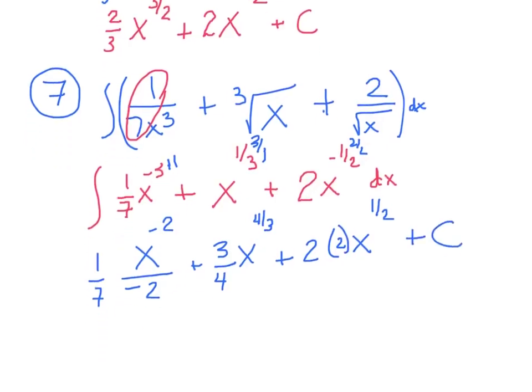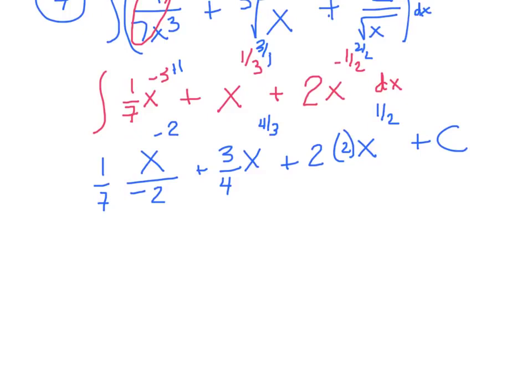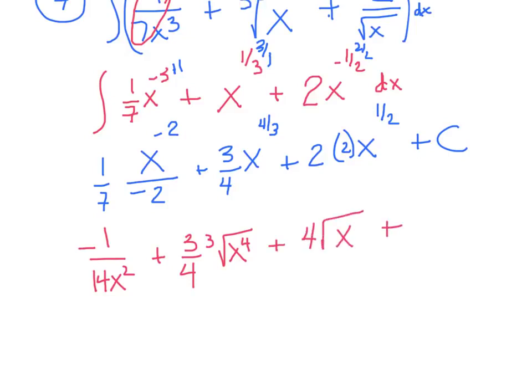Lastly, we'll just go through and clean each one of those up. We're not going to leave any negative exponents. So I'm going to get a negative 1 over 14, and this x squared moves downstairs, plus, this is 3/4, and I'm going to say that's the cubed root of x to the 4th, plus 2 times 2 is 4, and that's the square root of x, plus c.